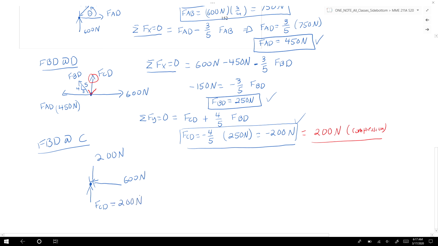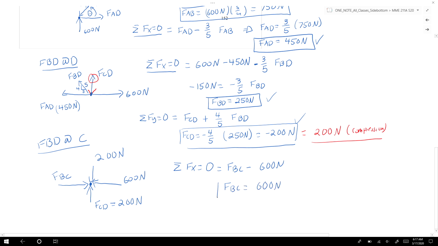All right, and then our only remaining force, based off of the diagram, must be going into the joint as well. That is FBC, I should say. All right, so if we sum all of our forces in the x direction, we'll get FBC minus 600 newtons, or FBC would be equal to 600 newtons.